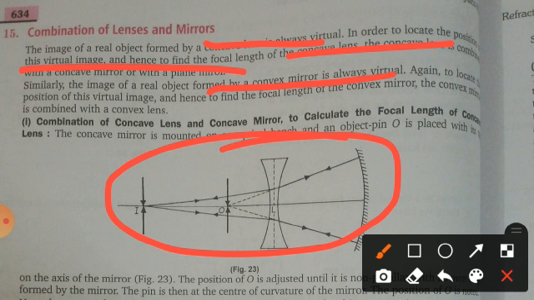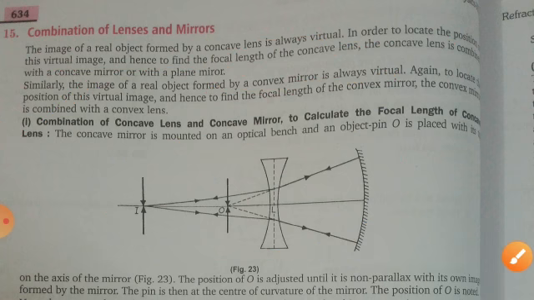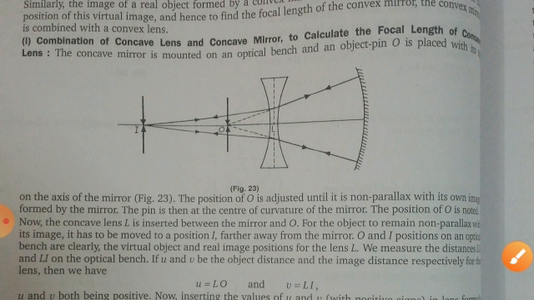Combination of concave lens and concave mirror to calculate the focal length of the concave lens. Here you can see that we took a concave lens and a concave mirror to find the focal length of the concave lens. The concave mirror is mounted here on an optical bench, and a pin O is placed with its axis on the mirror. The position of O is adjusted until it is non-parallax with its own image. I hope you know the parallax. Parallax means there are two different images and you are not able to identify which one is the correct one.